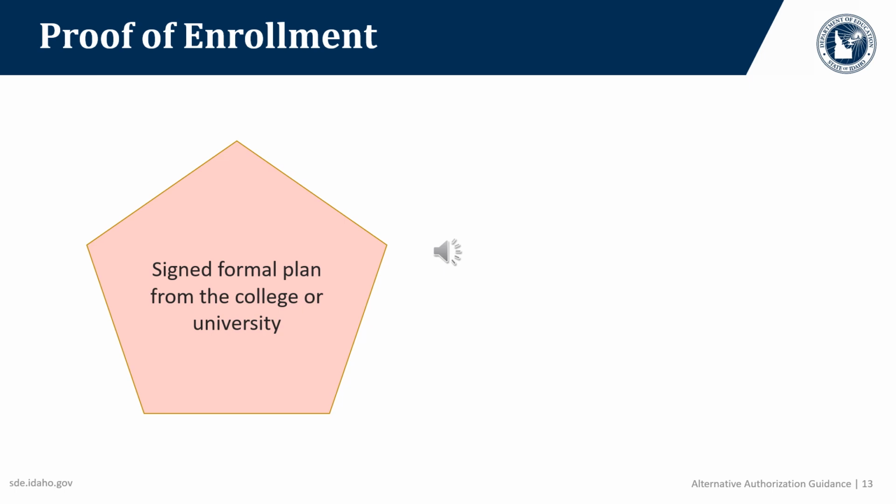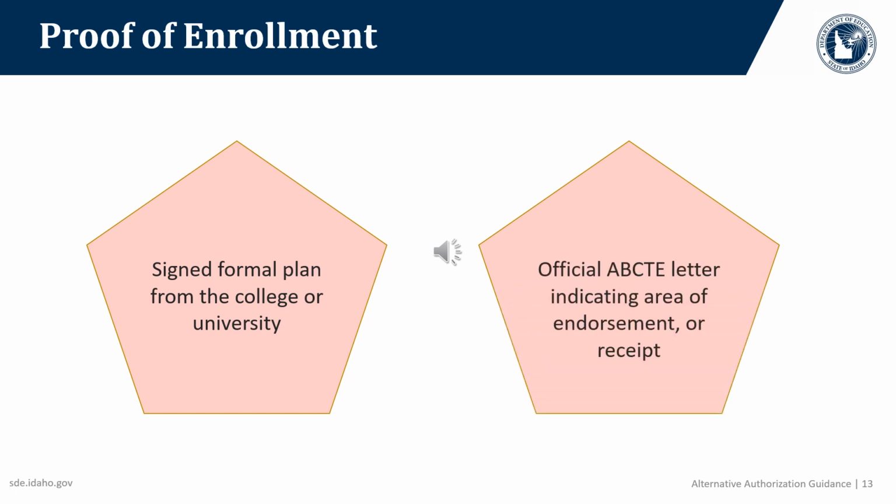If a program is not nationally accredited by the Council for the Accreditation of Educator Preparation, CAEP for short, the candidate can be recommended and apply for certification in the state the program is approved, then apply for reciprocity for Idaho certification. If the candidate is enrolled in ABCTE but has yet to complete the assessments, proof of enrollment may either be an official letter indicating the area of endorsement or a receipt showing the assessment program purchase.